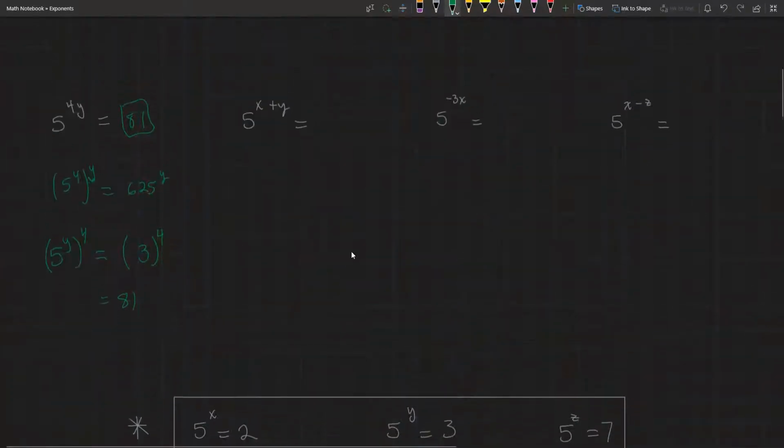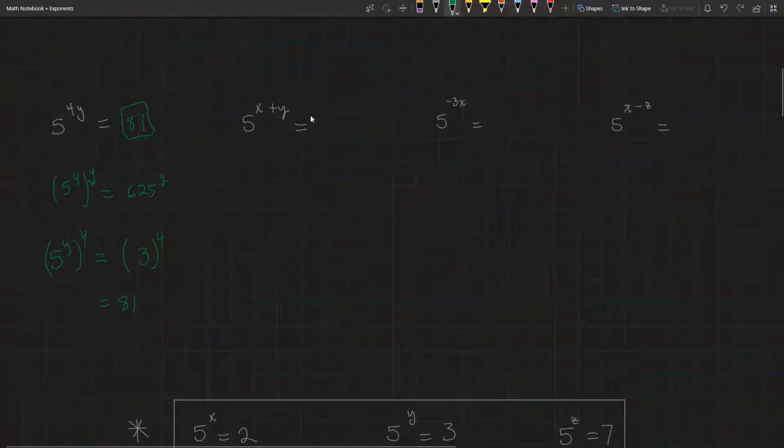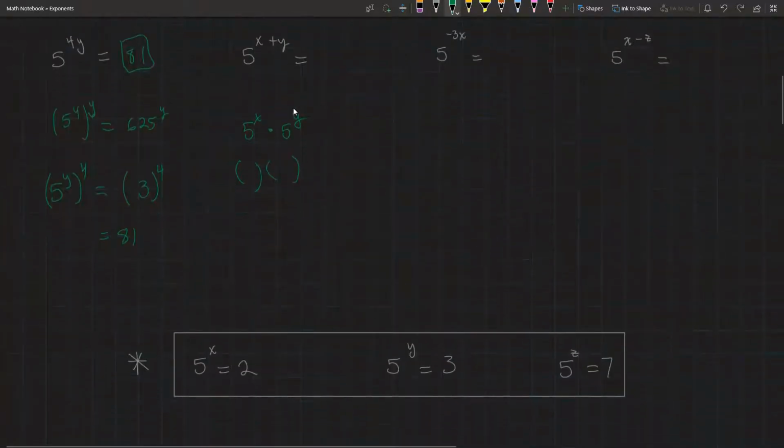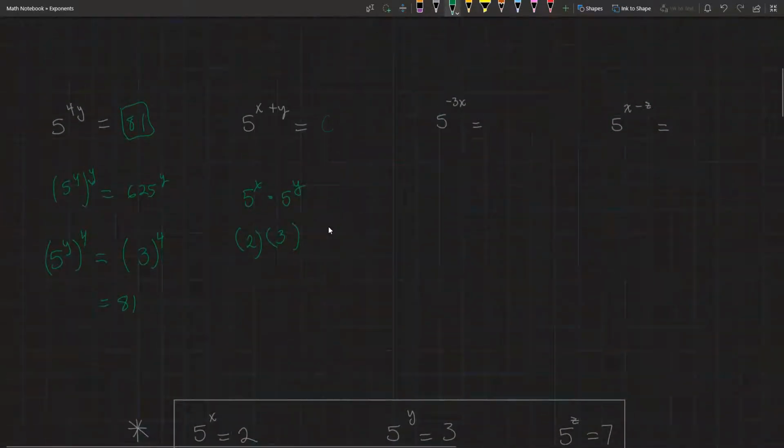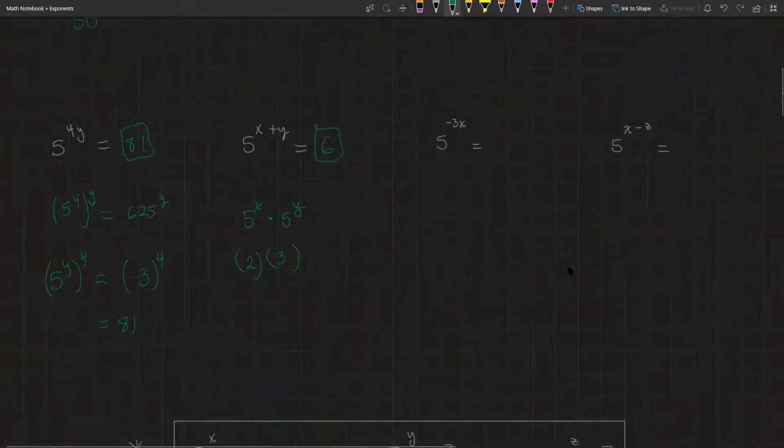All right, next one. Addition implies that we have a product. What's being multiplied? 5 to the x times 5 to the y. And that becomes something times something. That's already in the chart. 5 to the x is 2. 5 to the y is 3. Therefore, this becomes 6. That was pretty easy. Very similar to the things we did above already, like these.